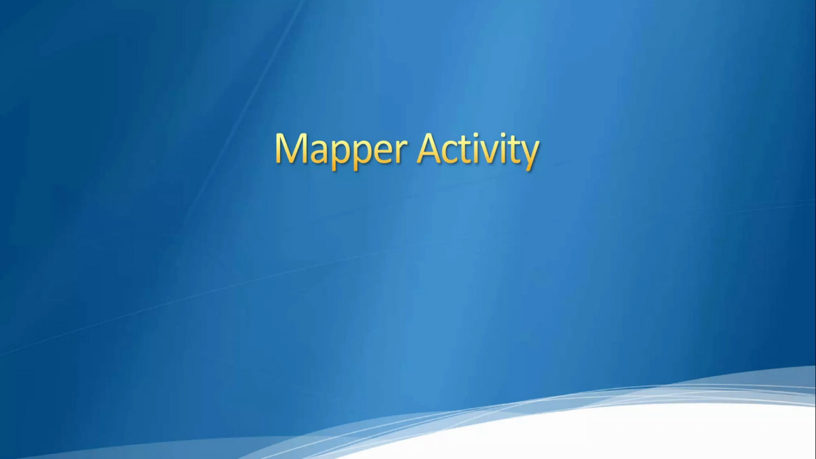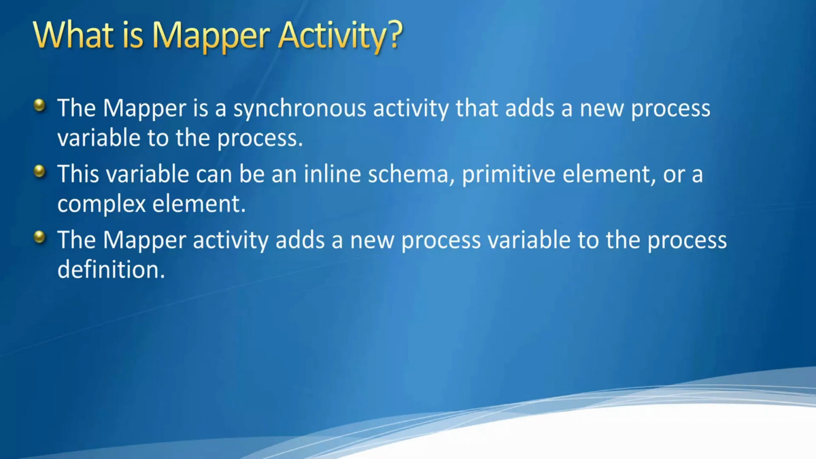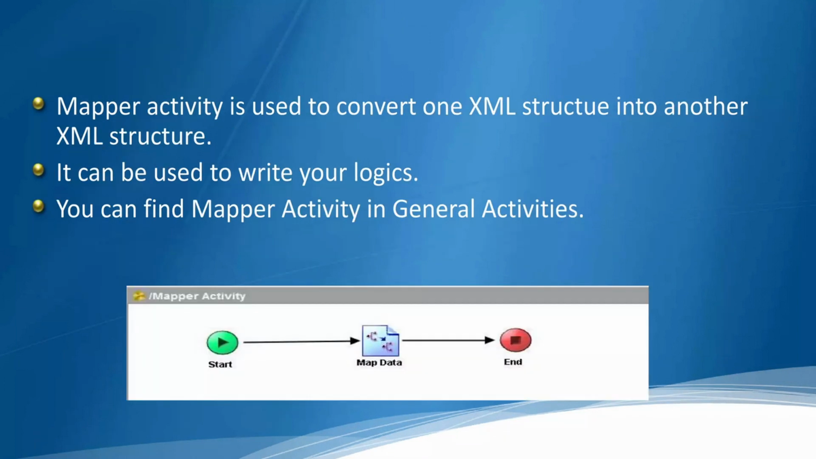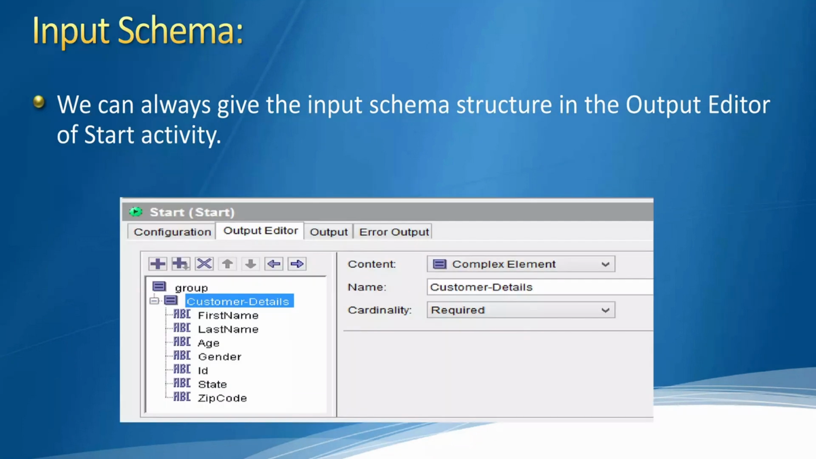Coming to the other important activity, the mapper activity, which is a synchronous activity which adds a new process variable to the process. This is not as difficult as it sounds, but you should know why it is used. For example, it is used to convert an XML structure into another XML structure. It can be used to write the logic of the process that you are trying to do.